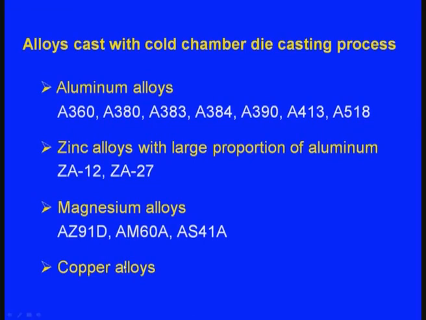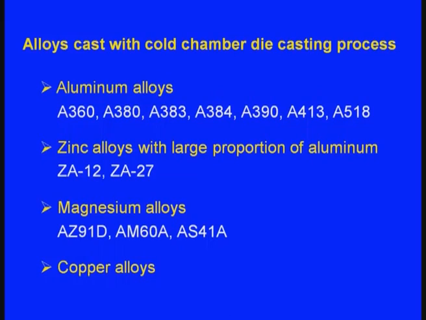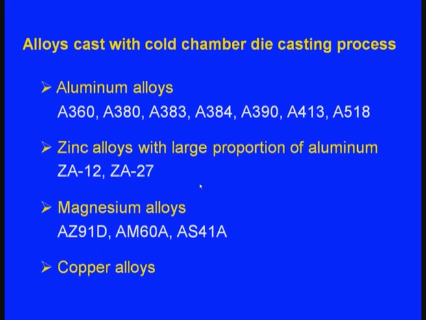Coming to the magnesium alloys, among the magnesium alloys, AZ91D, AM60A, AS41A. So, these are the magnesium alloys which are cast using the cold chamber die casting process. Coming to the copper alloys, of course, most of the copper alloys can be cast using the cold chamber die casting process.